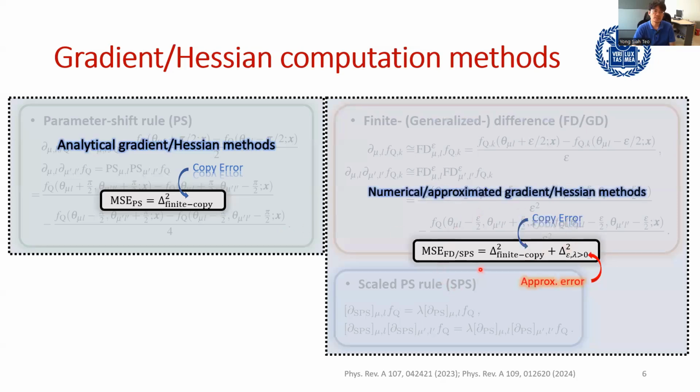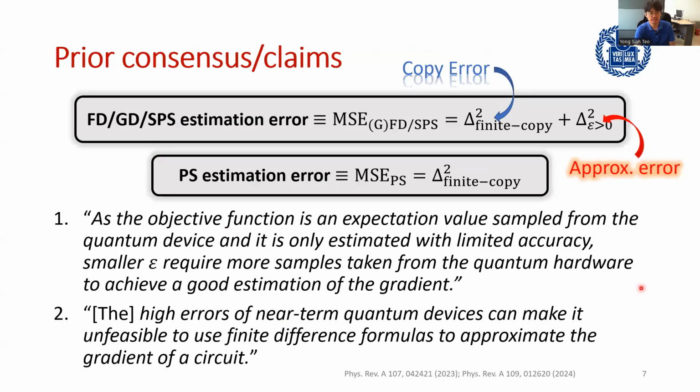And the corresponding MSE not only has the finite copy error, but also possesses the approximation error due to the inaccurate estimation of the gradient and Hessian components, right? So because of that, there is a very general consensus that numerical methods are bad, analytical methods are good, simply because there's an additional approximation error. And this approximation error would give rise to inaccurate estimation and therefore requires very small step size or very large or near unit prefactors that would inhibit the execution on these devices, because you need a lot of sampling copies for that, right? So that is the general consensus.